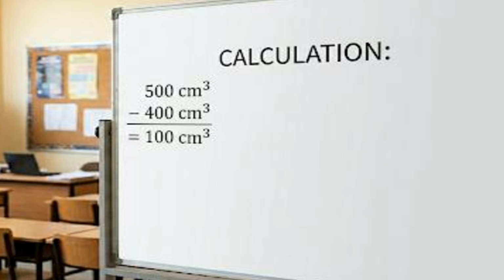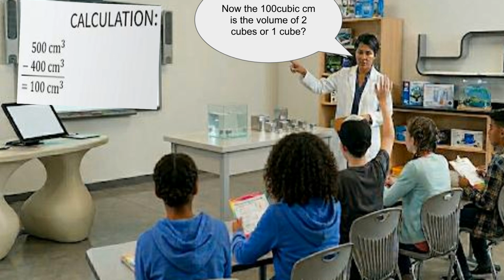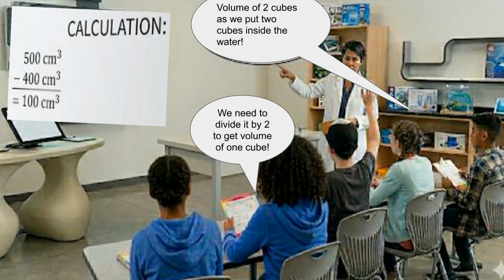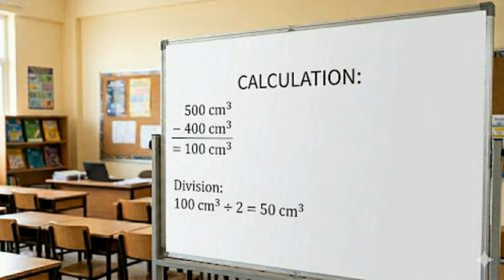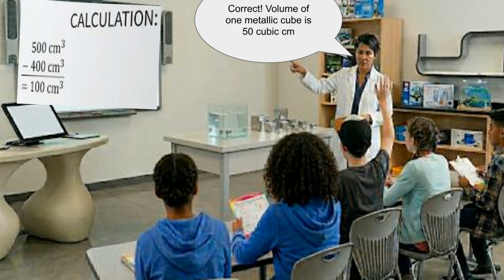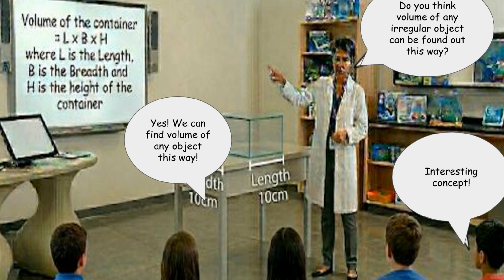The length and breadth of the water remain the same as the tank's, as the water takes the shape of the container. The teacher asks if 100 cubic cm is the volume of 2 cubes or 1 cube. A student answers that 100 cubic cm is the volume of 2 cubes, as 2 cubes were placed in the water. We need to divide this volume by 2 to find the volume of a single cube. Therefore, the volume of one metallic cube is 100 cubic cm divided by 2, which equals 50 cubic cm. The teacher confirms the correct volume of one metallic cube is 50 cubic cm.